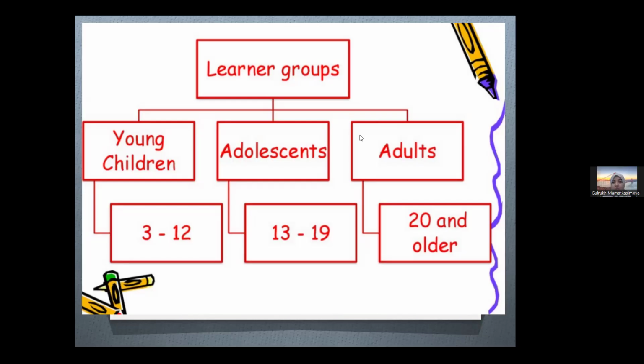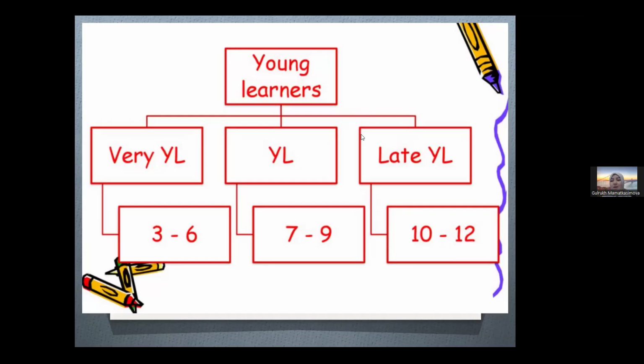Okay, now let's deeply discuss the young learners. Young learners are also divided into three categories: very young learners, young learners, and late young learners. As you see here, the age indicators: very young learners are between 3 and 6, young learners 7 and 9, and late young learners 10 and 12. Which young learners do you teach? Can you please write down to our chat box?